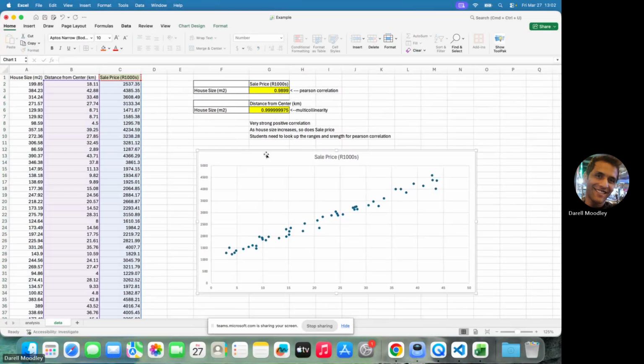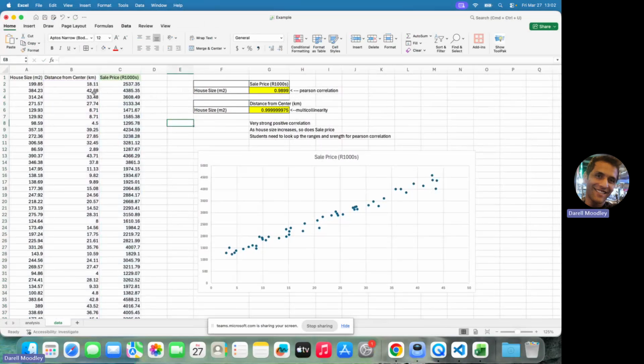And here, you can do a scatter plot for it if you want, just to see how it is visually.